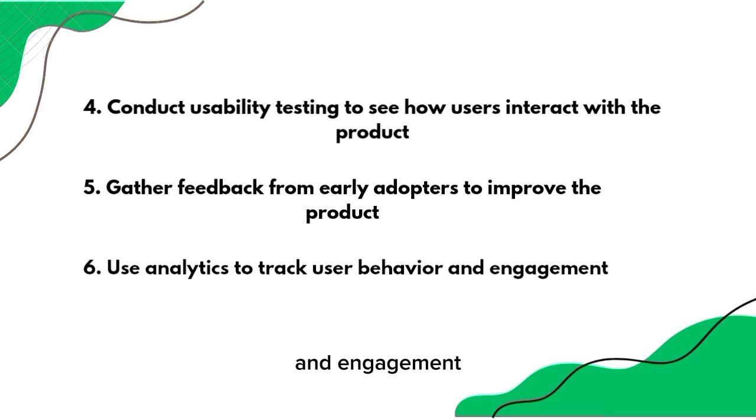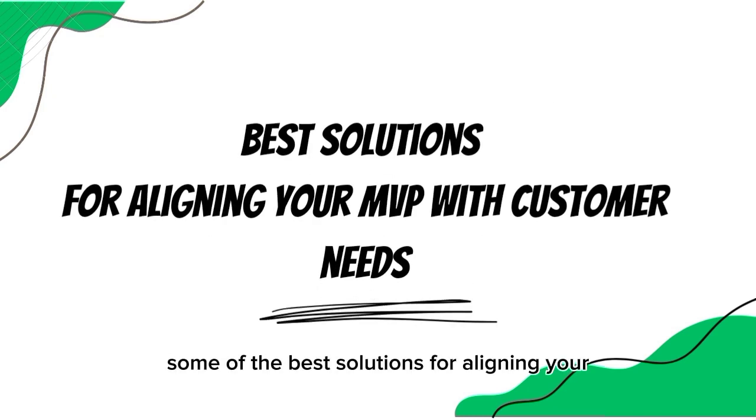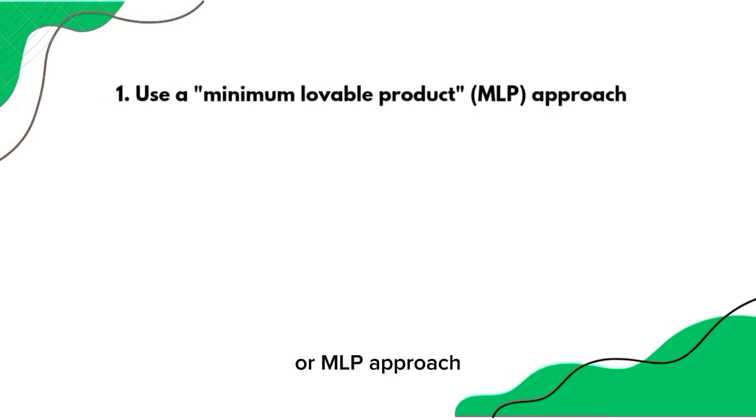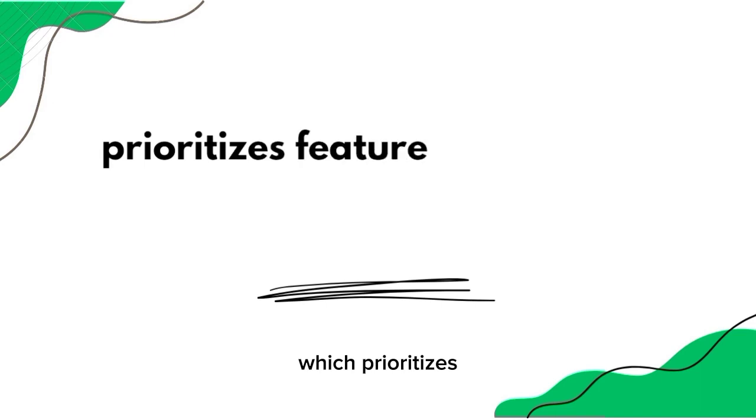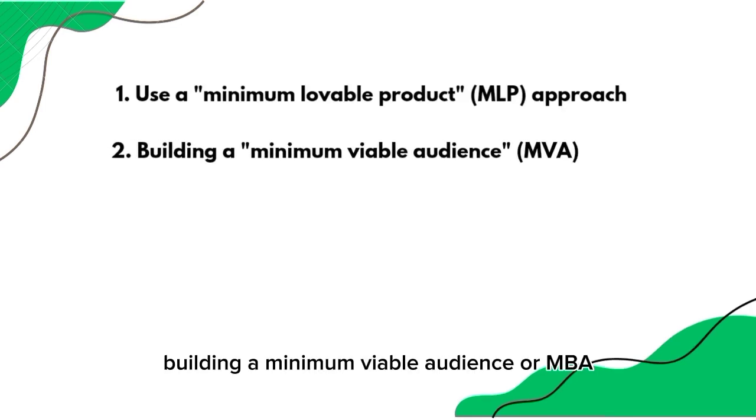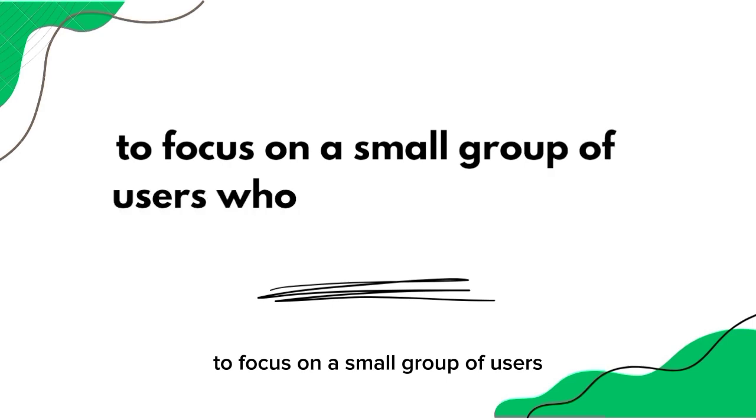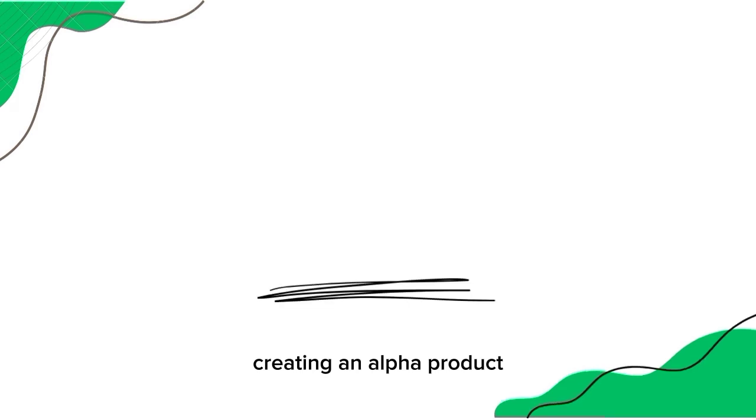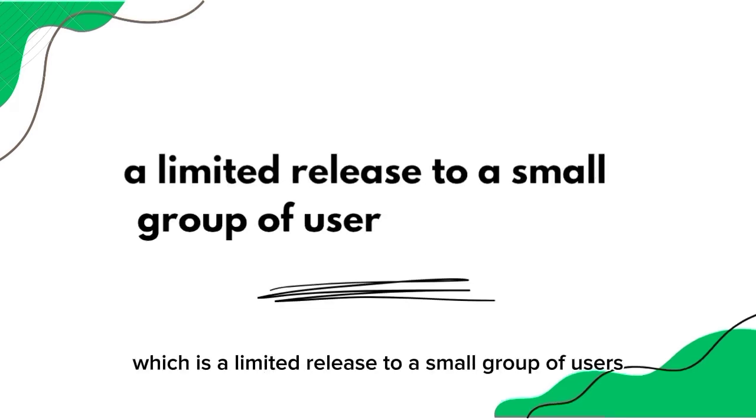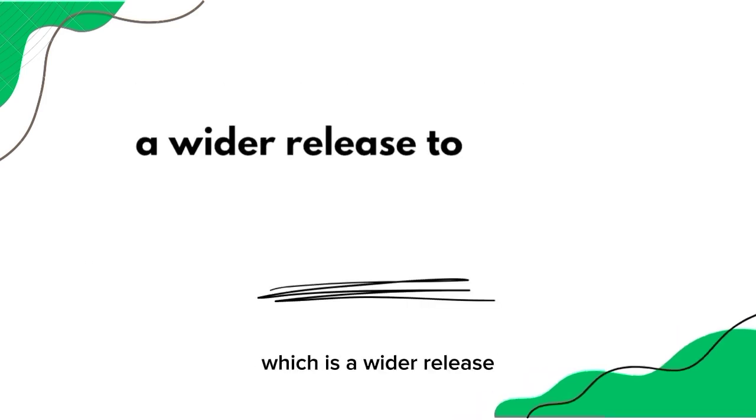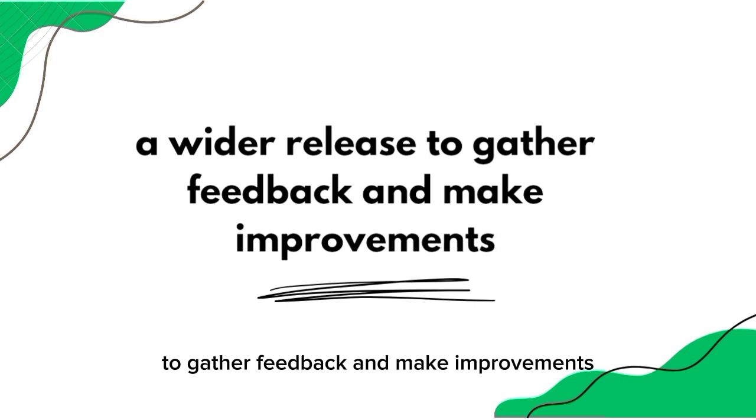gathering feedback from early adopters to improve the product, and using analytics to track user behavior and engagement. Some of the best solutions for aligning your MVP with customer needs are using a minimum lovable product or MLP approach, which prioritizes features that create an emotional connection with users. Building a minimum viable audience or MVA to focus on a small group of users who are most likely to adopt the product. Creating an alpha product, which is a limited release to a small group of users for testing, and using a beta product, which is a wider release to gather feedback and make improvements.